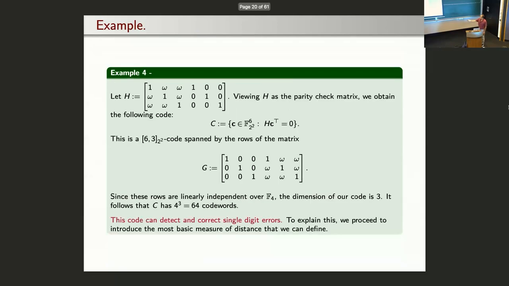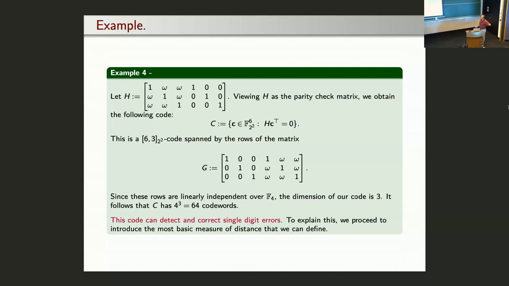All right, so this is one code that you can build on a finite field with four elements. I'm going to consider vectors of length 6, and this code should have this particular matrix as its parity check matrix. Once you know the parity check matrix, you can quickly find the generators. The generators of our code C are given by the rows of this other matrix G. Once you know the generating set, you can determine how many elements this code, or lookup list, has. Since it has three linearly independent rows, our code is going to have 64 code words.